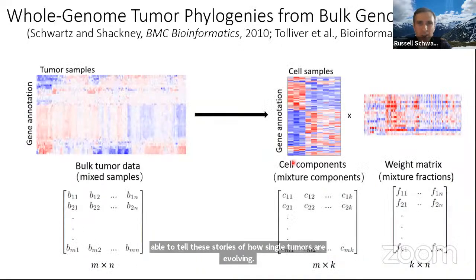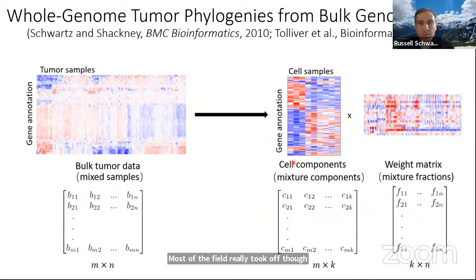Most of the field really took off, though, when it became possible to do whole genome sequences on cancers. This is an example of a later method, really a set of methods that my group and many others have worked on, bringing these techniques initially to bulk genomic data, which essentially means genomic data on large populations of cells. That might be an entire tumor or a region of a tumor.